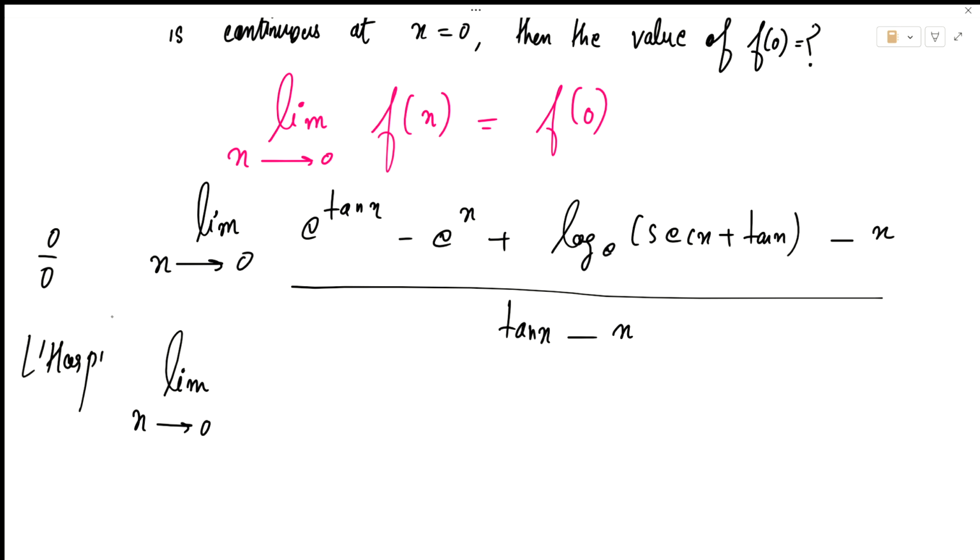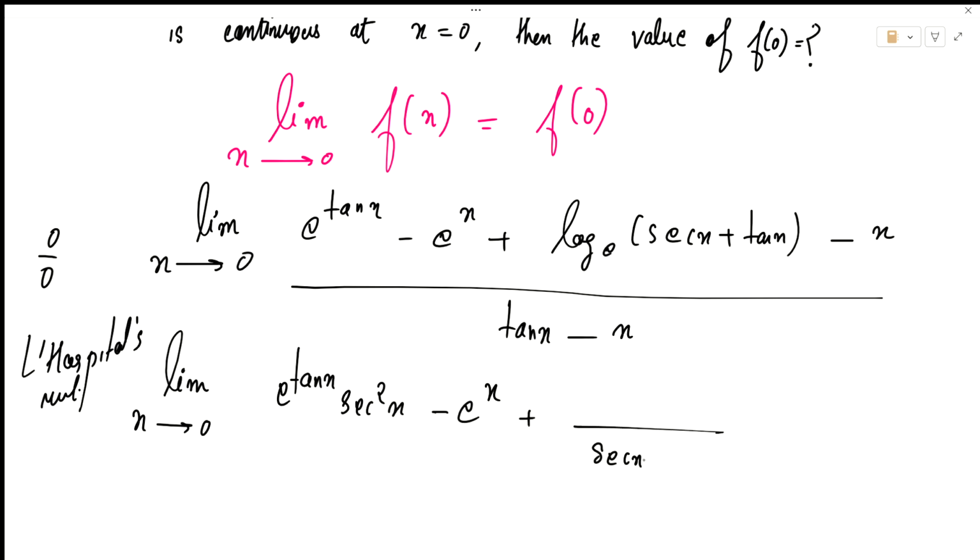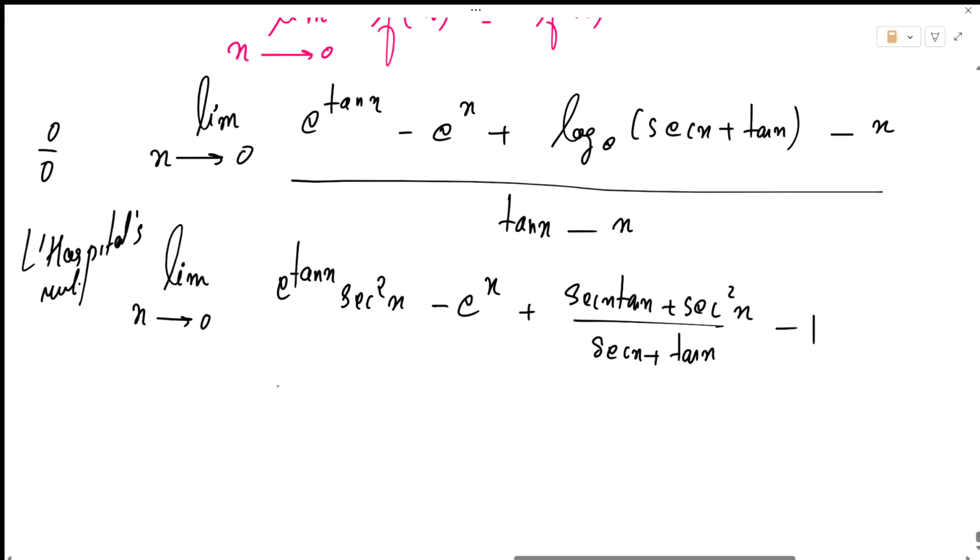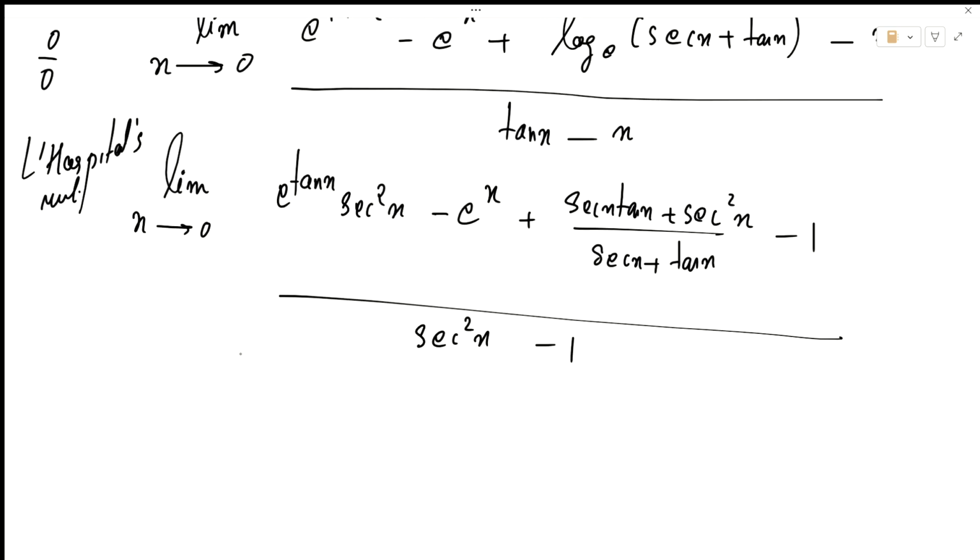If you use L'Hospital's rule, the derivative of e to the power tan x is e to the power tan x into sec square x. Derivative of e to the power x is simply e to the power x. If you take the derivative of the log term, we are gonna get sec x plus tan x, since sec x derivative is sec x tan x, and tan x derivative is sec square x. And minus x is simply minus 1. The derivative on the bottom, of tan x is sec square x, and minus 1. So we are getting what?